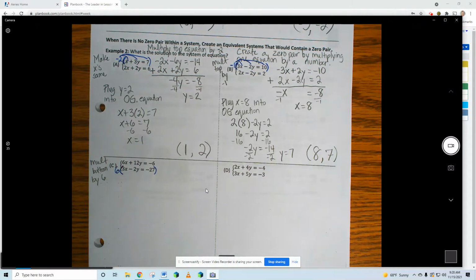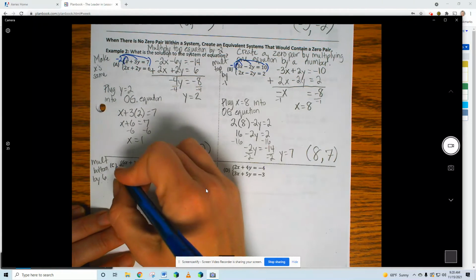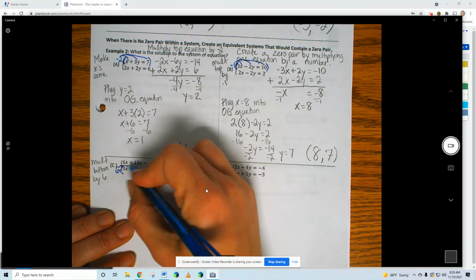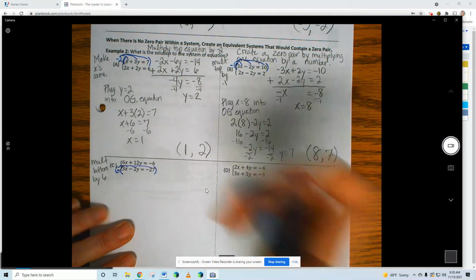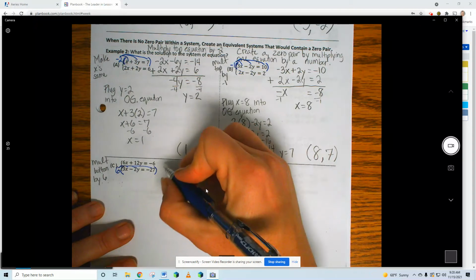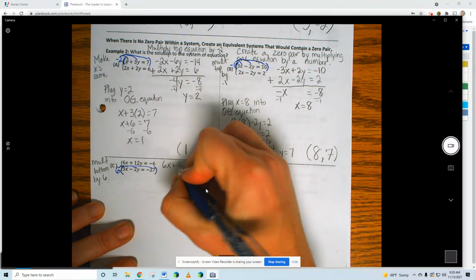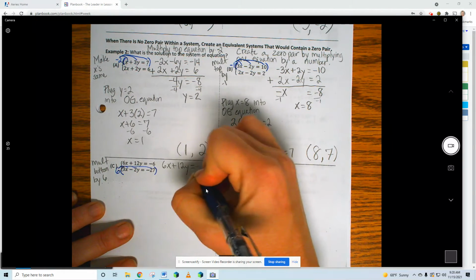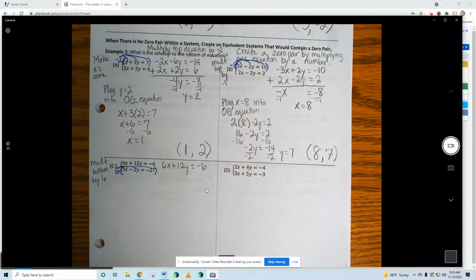All right. Distribute. 6 times 27, that's no fun. Oh well. The top equation is going to stay exactly the same. Rewrite it as it is. 6x plus 12y equals negative 6.